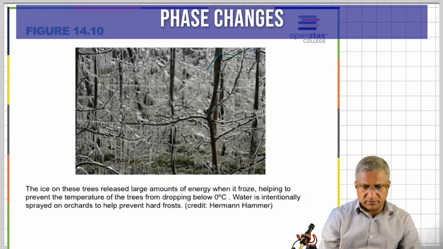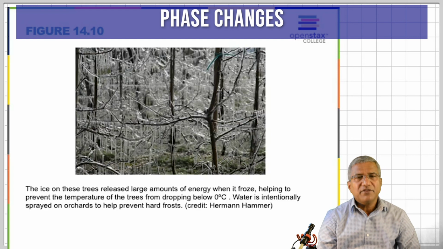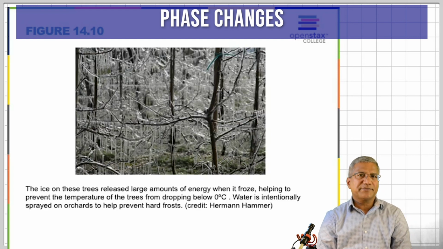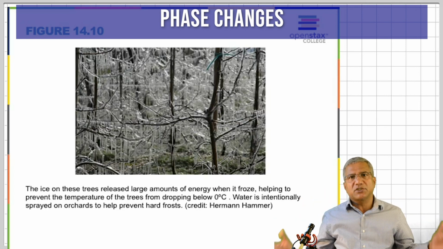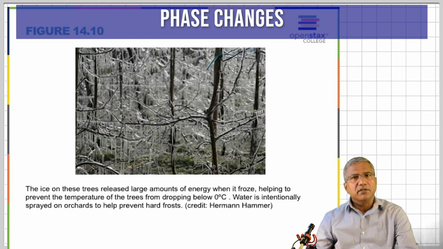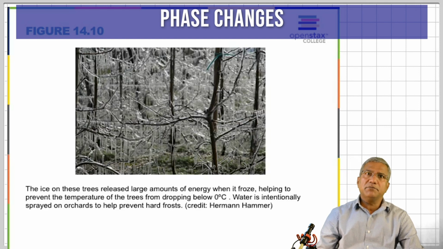All right, so this could be interesting, because in winter, in order to protect small plants, you can cover them with bed sheets, old bed sheets or something. But how do you protect big, tall trees? You can't cover them. So what farmers do is they spray water over it. Yeah, you heard me.